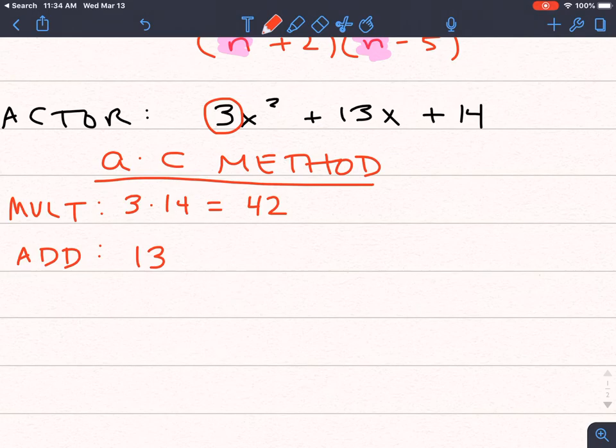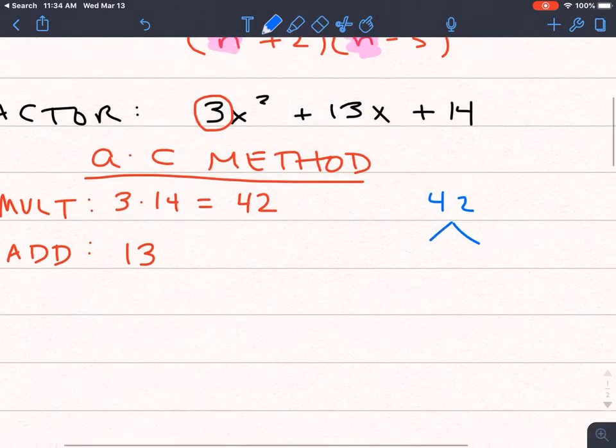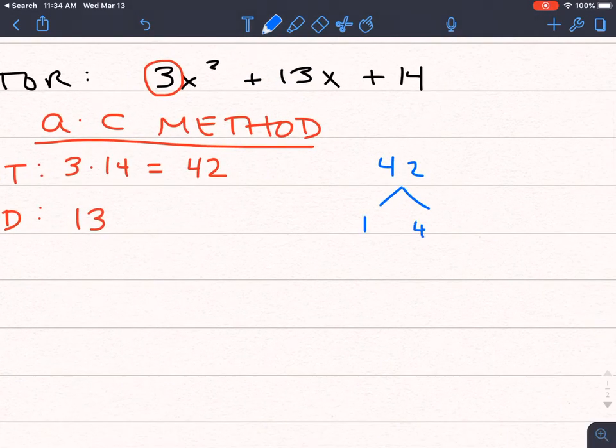So our factors of 42, as we try this out, will be 1 and 42, 2 and 21, 3 and 14, and 6 and 7. And what we're looking to do is multiply to a positive 42 and add up to a positive 13, so I know that my signs need to be two positives. And it looks like the numbers that will work are 6 and 7.